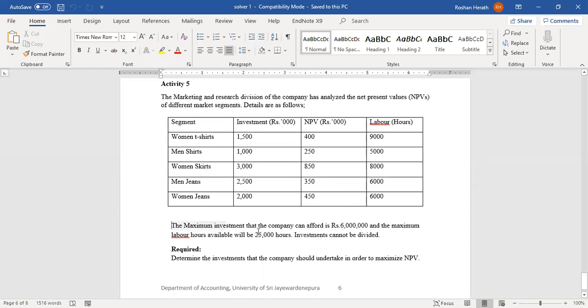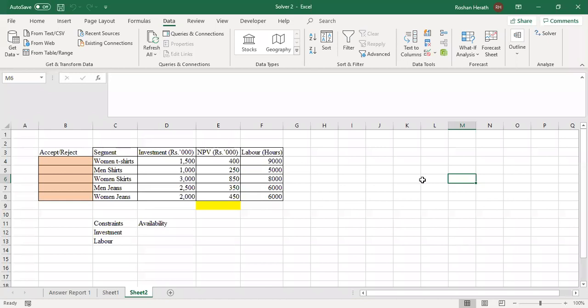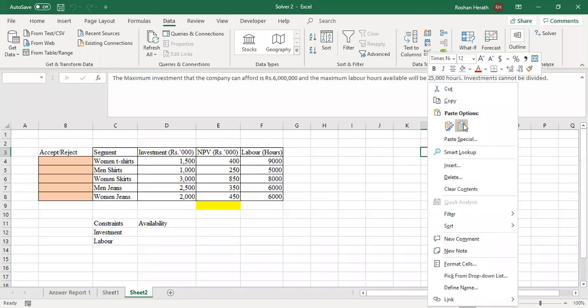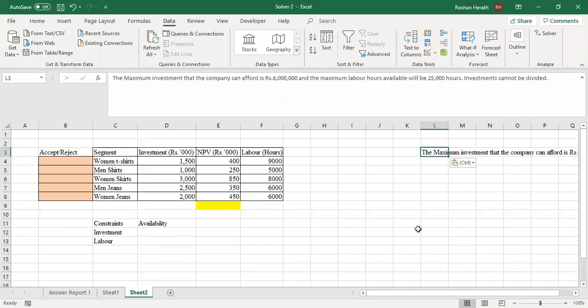So again, when you are approaching a question of this nature, the starting point is the development of the basic model. You may start with the given information. So I might copy and paste the constraints somewhere. Now you can see the different segments are taken: investment, NPV, and labor. So here also the constraints are there. You might need to identify that. So again, the model development comes first. You need to first develop a particular model.